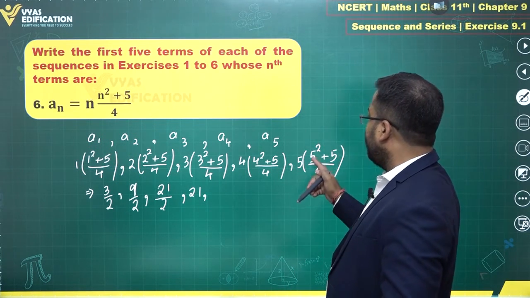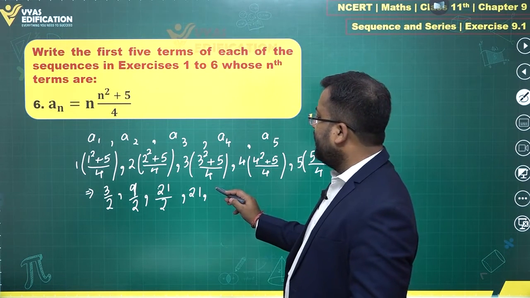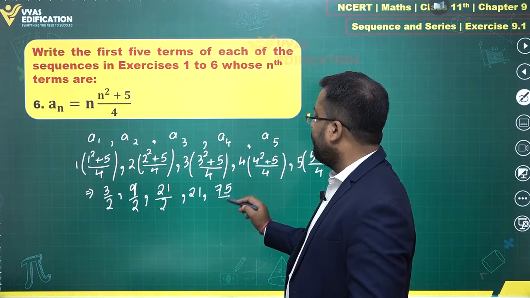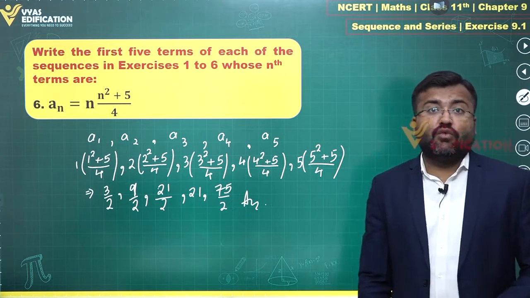What about this one? This is 5 squared. 25 plus 5 is 30 upon 4, 15 upon 2. 15 times 5 is 75 upon 2. This is my answer for this 6th question, as you can see over here.